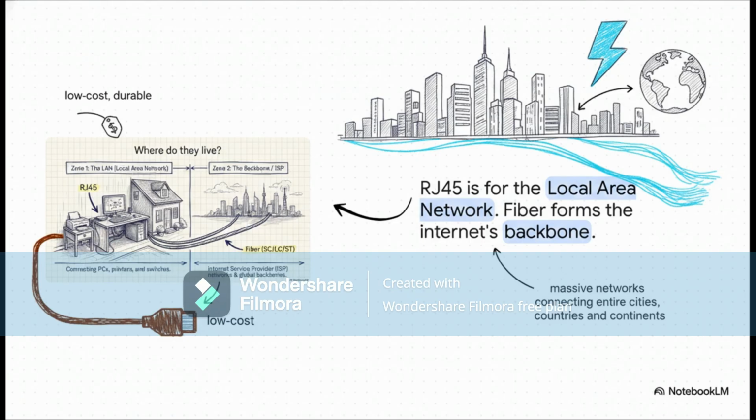The RJ45 and its copper cables are the absolute kings of the local area network, or LAN. You know, your home, your office. They're cheap, they're durable, and they're perfect for connecting devices that are pretty close together. Fiber, on the other hand, is the backbone. It's what internet service providers use to build those massive networks that connect entire cities, countries, and even continents.